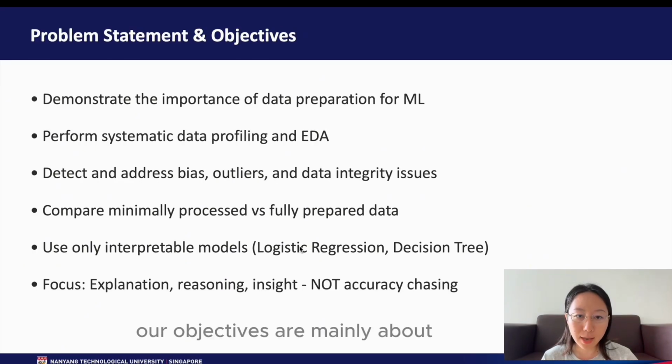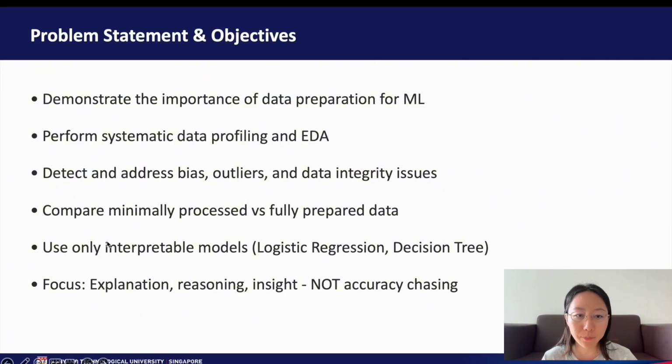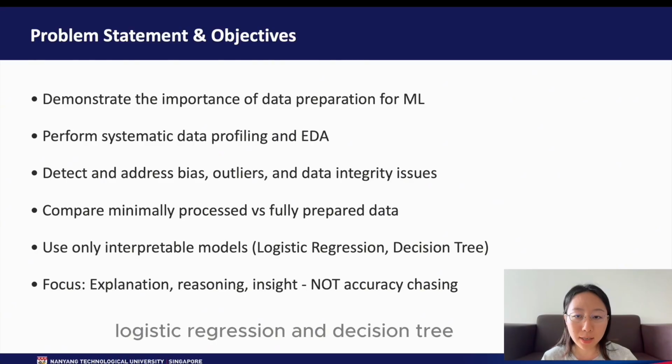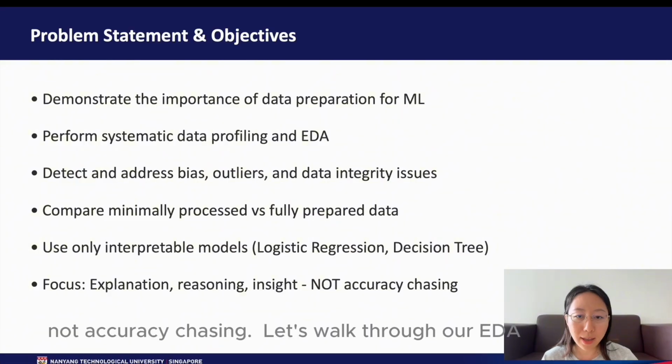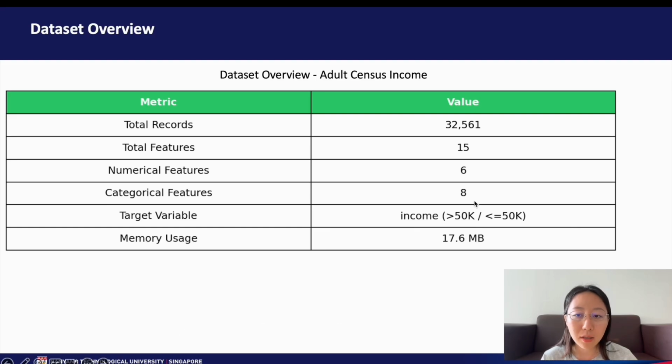Our objectives are mainly to demonstrate how data preparation impacts model performance, and to use only interpretable models, logistic regression and decision tree, focusing on explanation and insight, not chiefly on accuracy. Let's walk through our EDA. Our dataset has 6 numerical features and 8 categorical features. The target variable is income, either above or below 50,000.